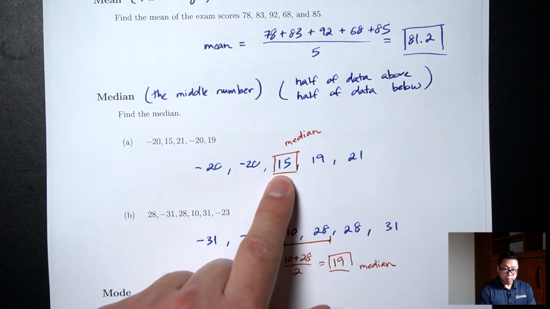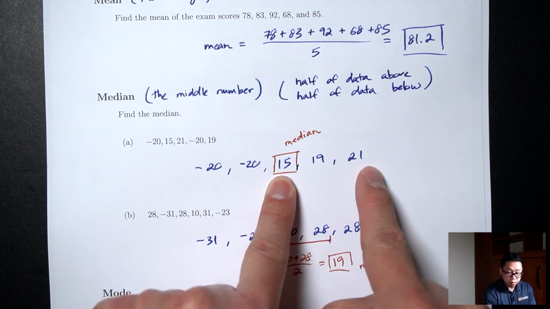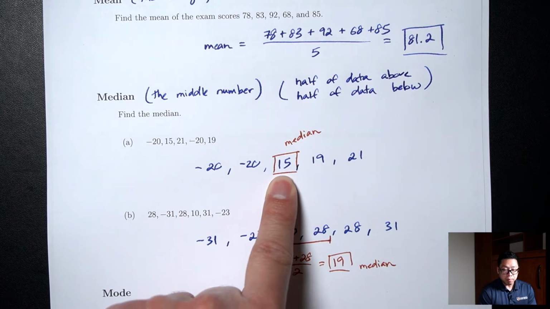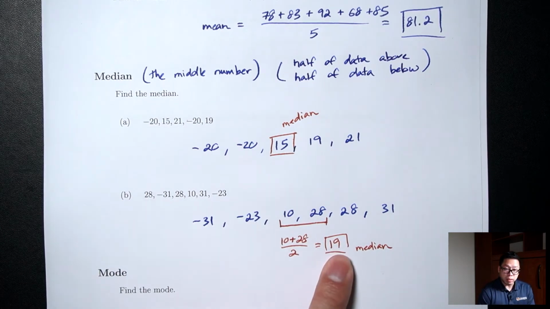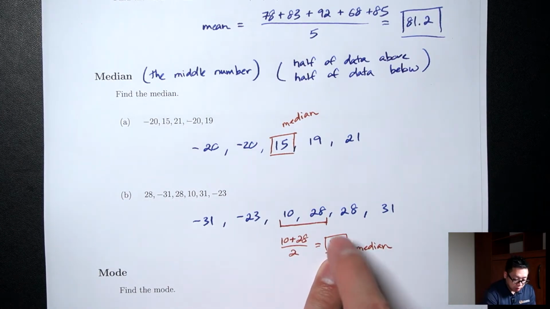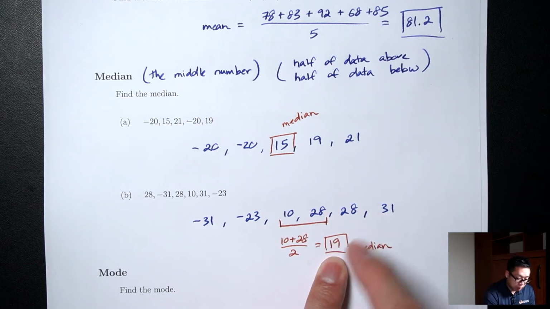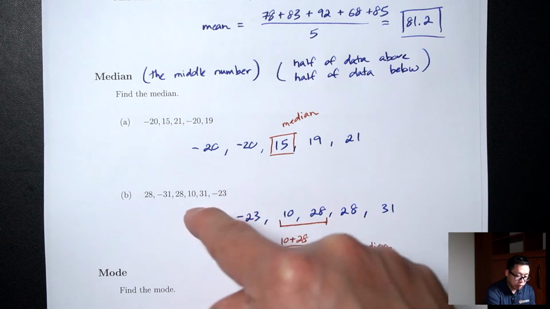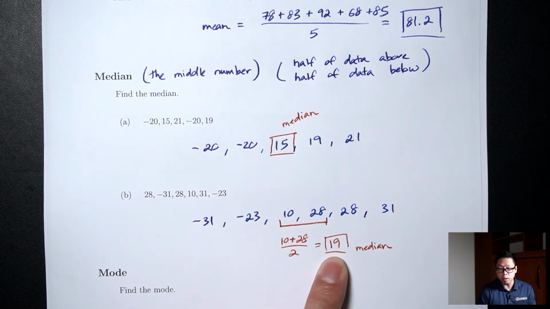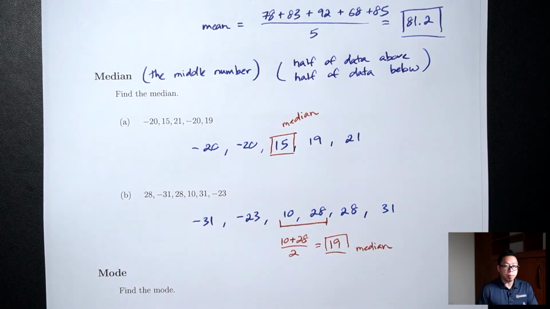So 15, notice that there's 2 data values above and 2 below. 19 is our median in the second example. Notice that there are 1, 2, 3, 28, 28, 31. So there's 3 data values above, and then below it are 10, negative 23, negative 31. So 3 above and 3 below. So same number above, same number below.